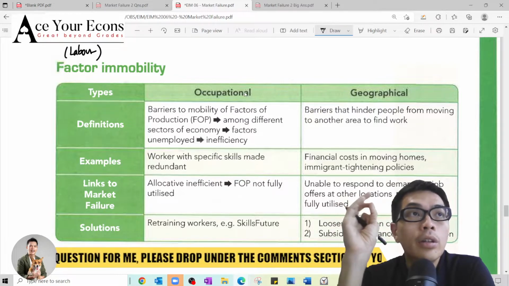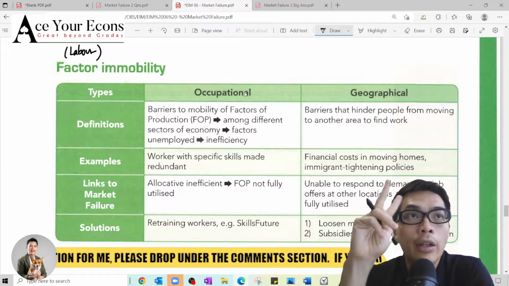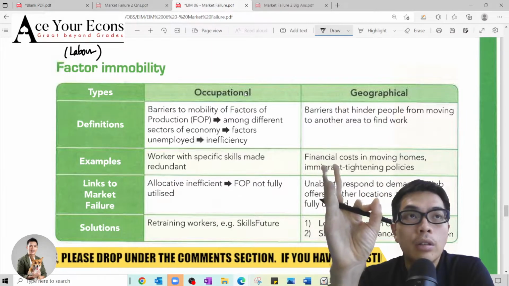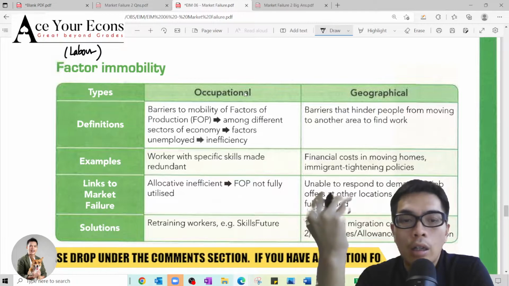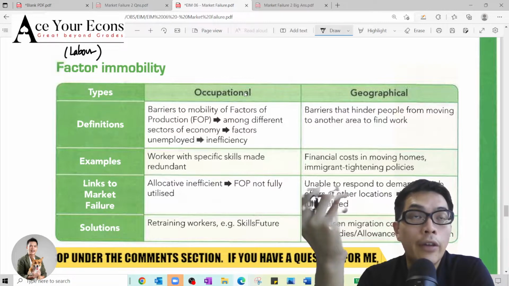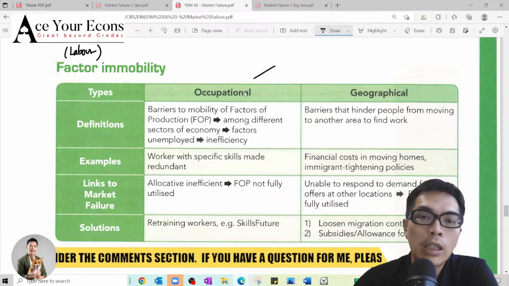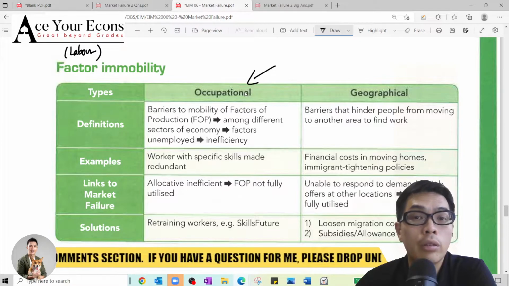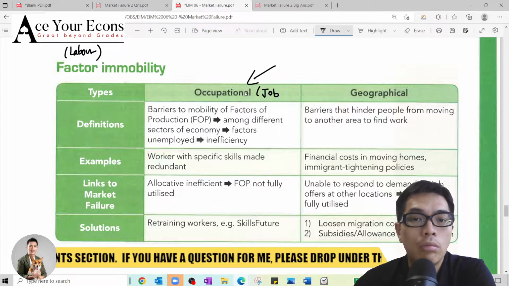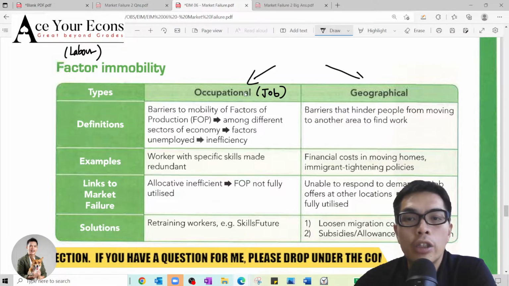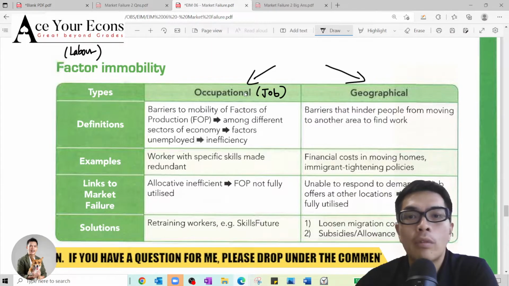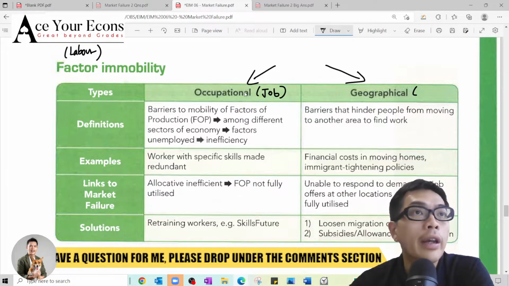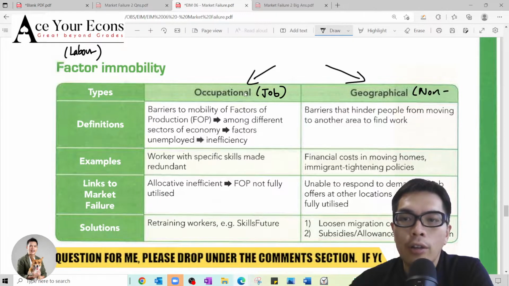For factor immobility, there are two broad categories that you need to be concerned about, which prevent allocative efficiency from happening in the FOP market. The first one is what we call occupational immobility. Let me repeat, occupational. Something to do with job. The second one is geographical. If you find geographical too hard to register, I would advise you to put this as non-job related.